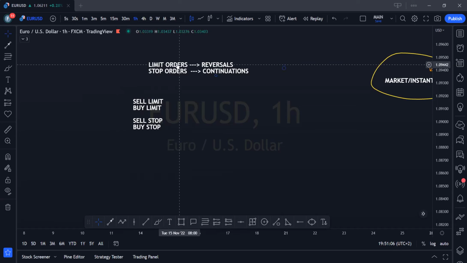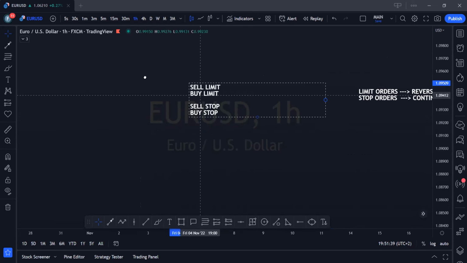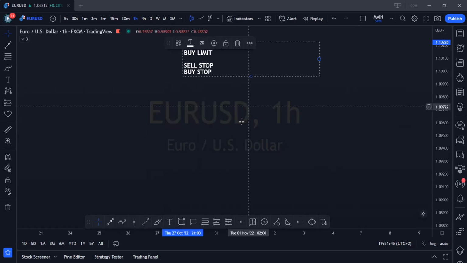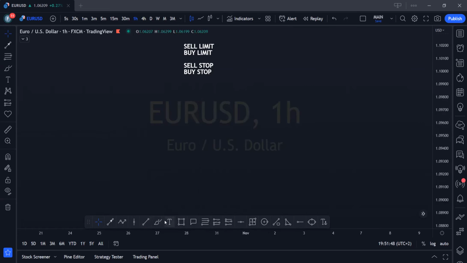Now, limit orders. When you hear limit orders, I want you to think about orders that have to do with reversals. So a limit order is a reversal order, right? And then stop orders are continuation orders. So when you use a sell limit, that means you want to sell the reversal of a move. When you use a sell stop, you want to sell in the continuation. So let's go a bit deeper and talk about each of these concepts one after the other. And then we'll also apply it in the market. So let's start with sell limit.